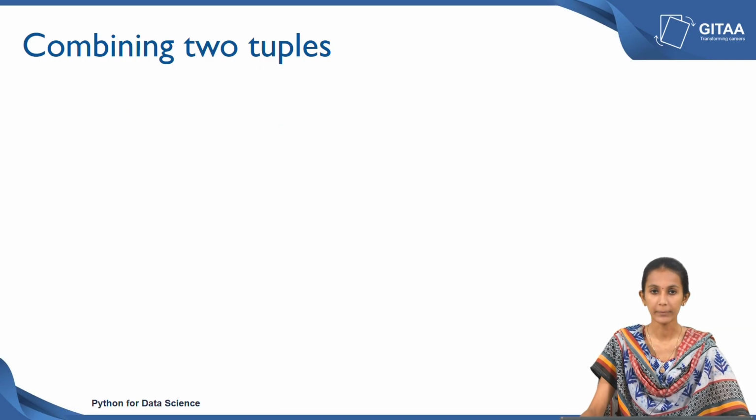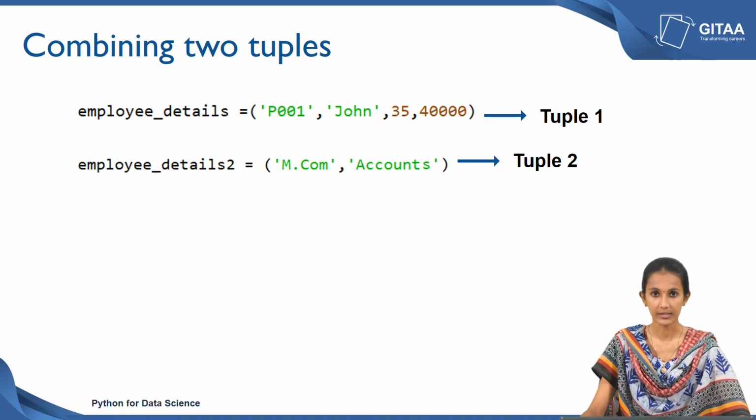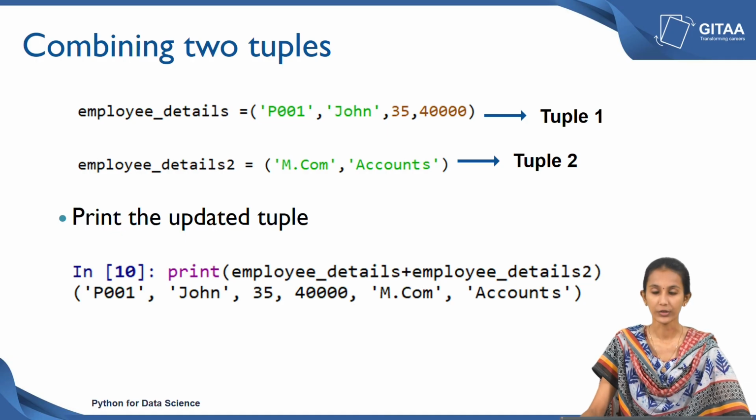Now, we will see how to combine the two tuples. This is our tuple 1 and now we have created employee_details_2, which is our tuple 2. I am going to combine tuple 1 and tuple 2 together. You can also store it in some other variable name, or if you want to print it as well, you can print the two tuples by using the plus symbol. I want to print the updated tuple. If you give print employee_details plus employee_details_2, you can see the two combined tuples. Now we have ID, employee name, age, salary details, as well as the education and the department which he belongs to.